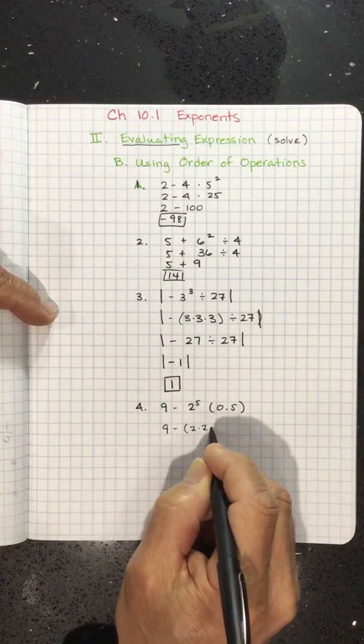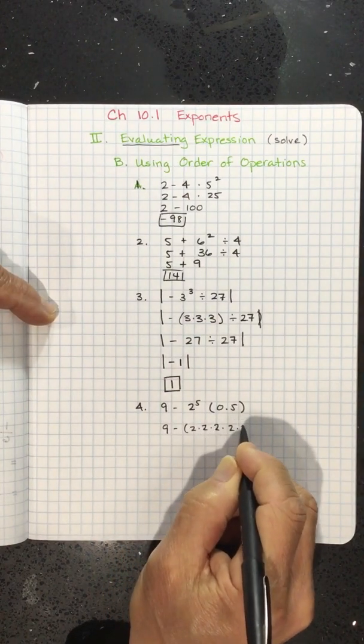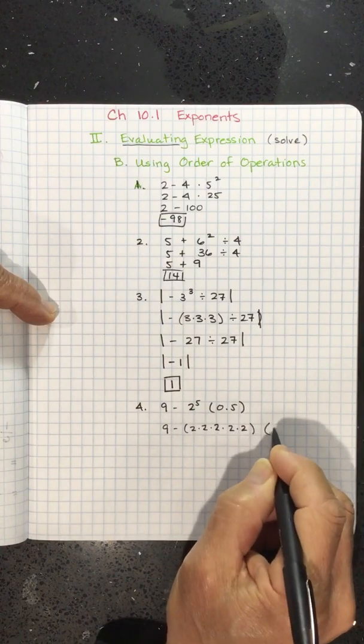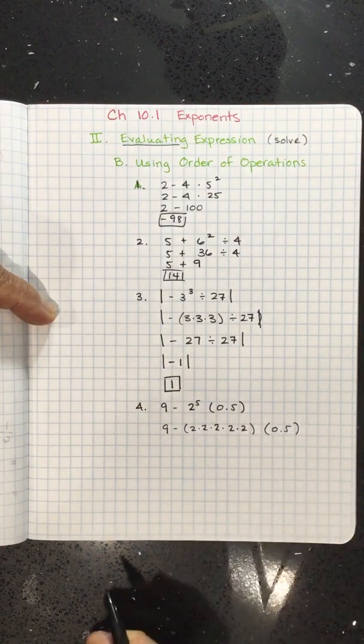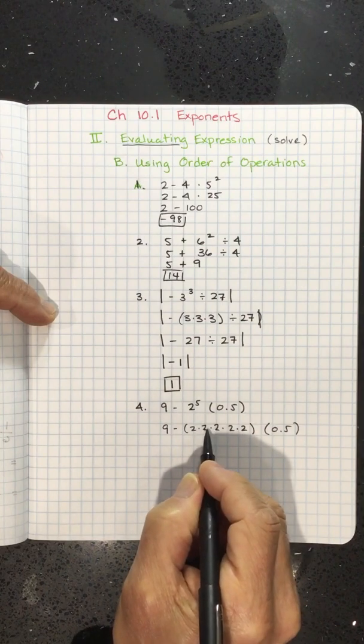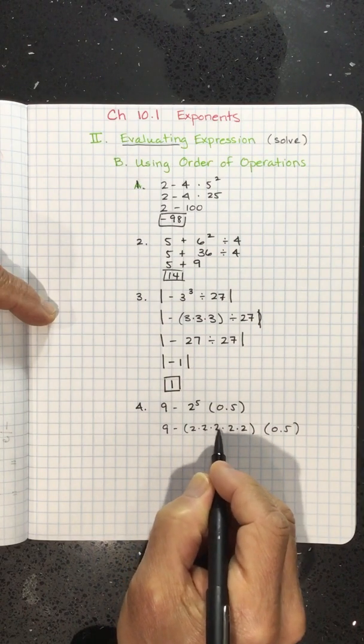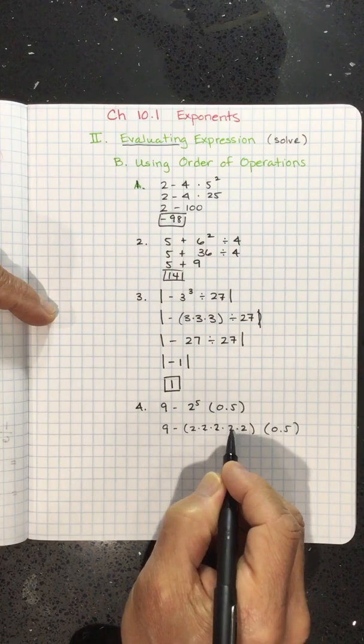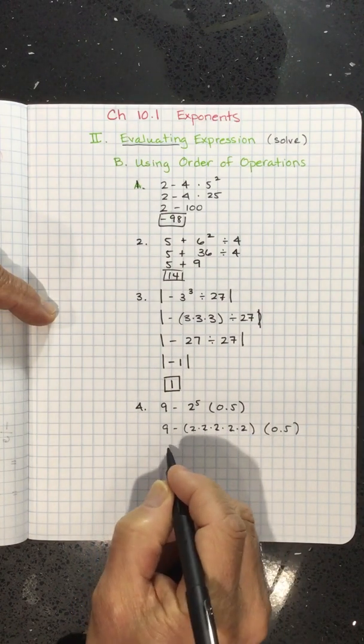That's 2 times 2 times 2 times 2 times 2. So we could do that right here. We can go 2 times 2 is 4. 4 times 2 is 8. 8 times 2 is 16. And then 16 times 2 is 32.